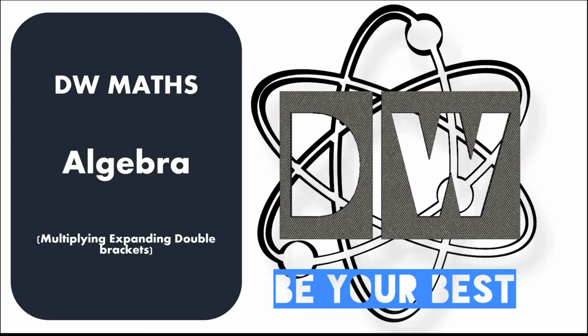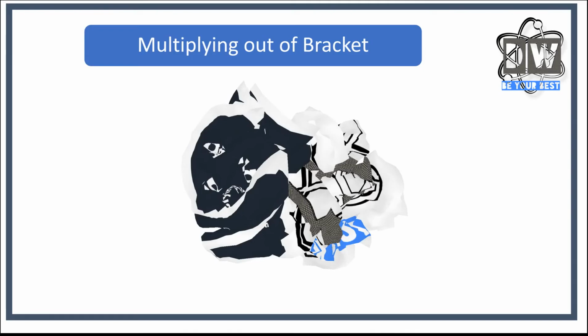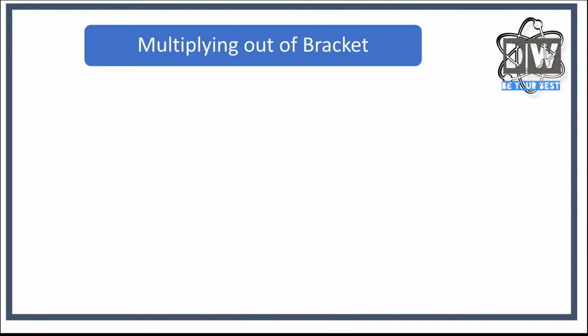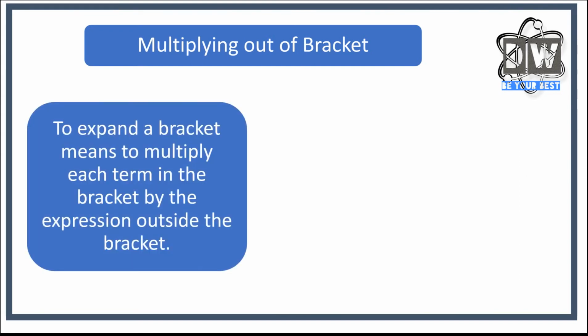This one's on algebra, multiplying and expanding double brackets. So we've done already, or you should have done already, multiplying out of a single bracket, and this is where we have brackets back to back. So no space in between, back to back.